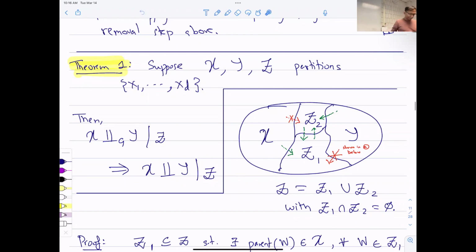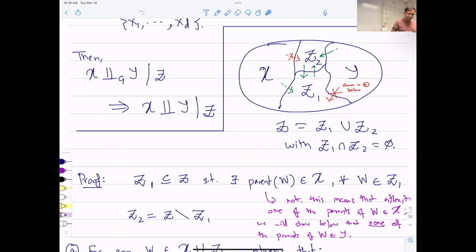The proof is the following. Let's draw a picture. So I've just drawn this bubble to represent all possible variables. The stuff here are the X variables. The stuff here are the Y variables. And I'm going to partition this conditioning set into two parts, Z1 and Z2, such that Z is Z1 union Z2. So it covers all the variables and they're disjoint. So Z1 and Z2 is a partition of Z, and they're constructed in the following way.